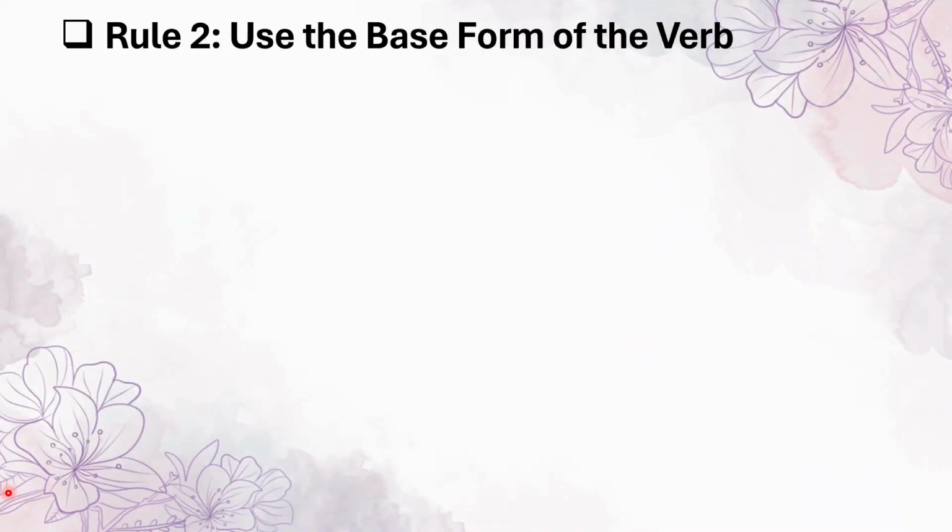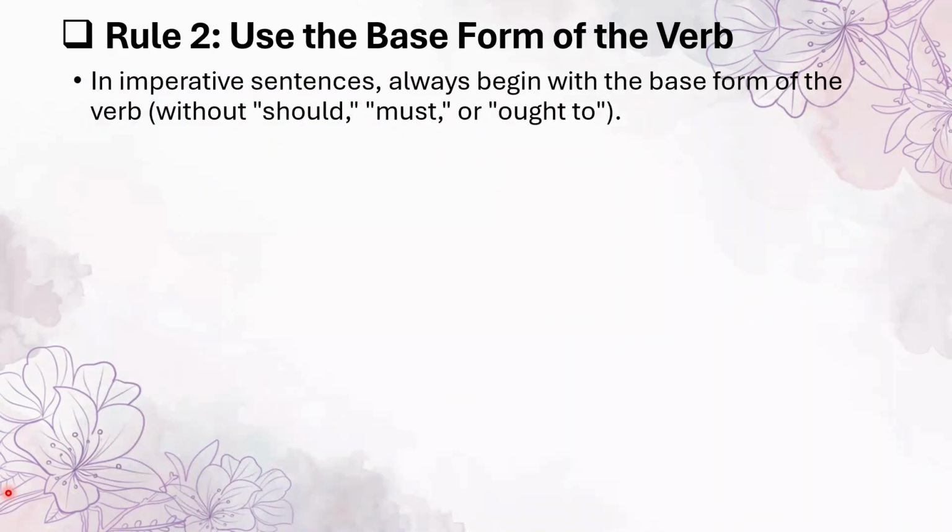Now, rule 2 is using the base form of the verb. Whenever forming an imperative sentence, it must begin with the base form of the verb. That means the verb should appear in its original form without using words like should, must, ought to, have to, etc. These helping verbs are used in declarative sentences to show obligation or advice, but when we convert the sentences into imperative ones, we remove those helping verbs and start directly with the main verb in its base form.